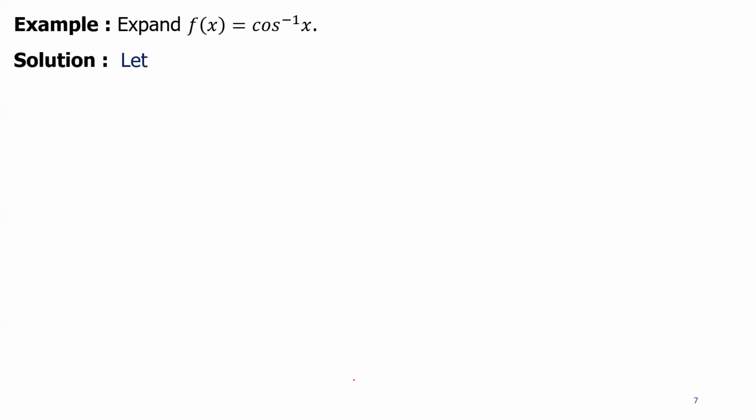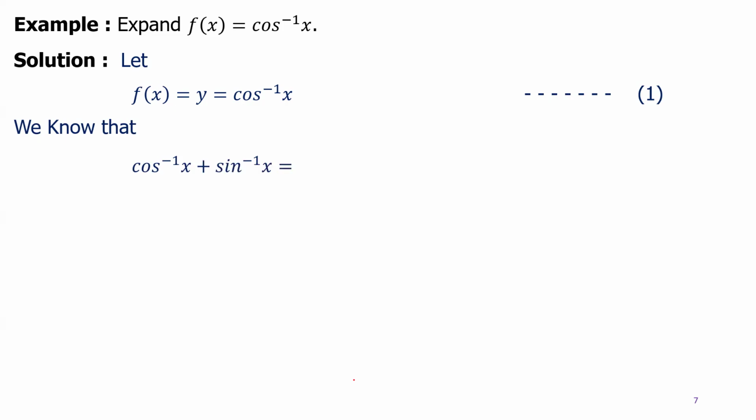Let me write down the expansion of cos inverse of x. It is very simple. We can derive the series expansion of cos inverse x by using this formula, f of x equal to y, which is cos inverse of x. We want to find out its expansion. We know that cos inverse of x plus sine inverse of x equal to pi by 2. So what is the value of cos inverse x? It is nothing but pi by 2 minus sine inverse of x.